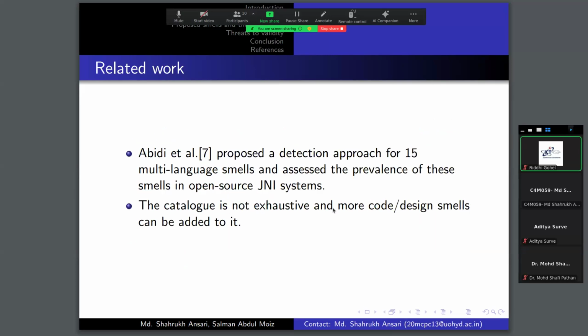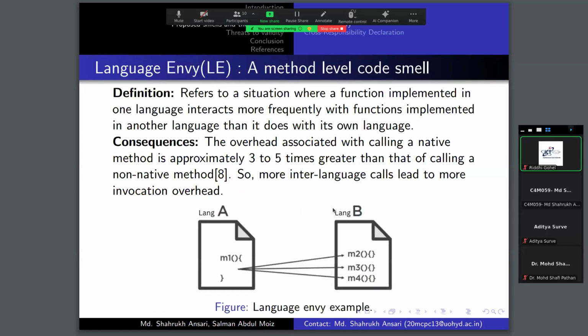In one of the studies, Abidi et al. proposed detection techniques for the 15 multi-language code smells which they proposed. The observation from the related work is that the catalog is not exhaustive and more code design smells can be added to it. So here we are proposing new code smells.